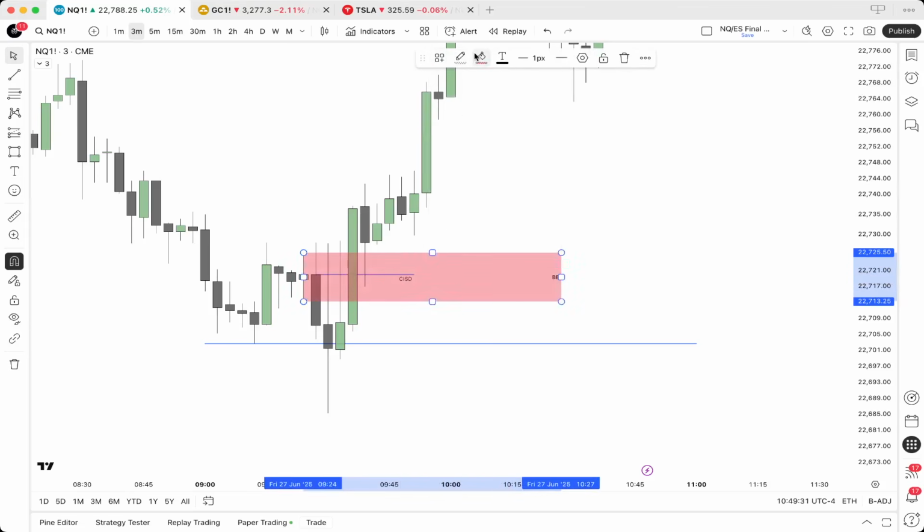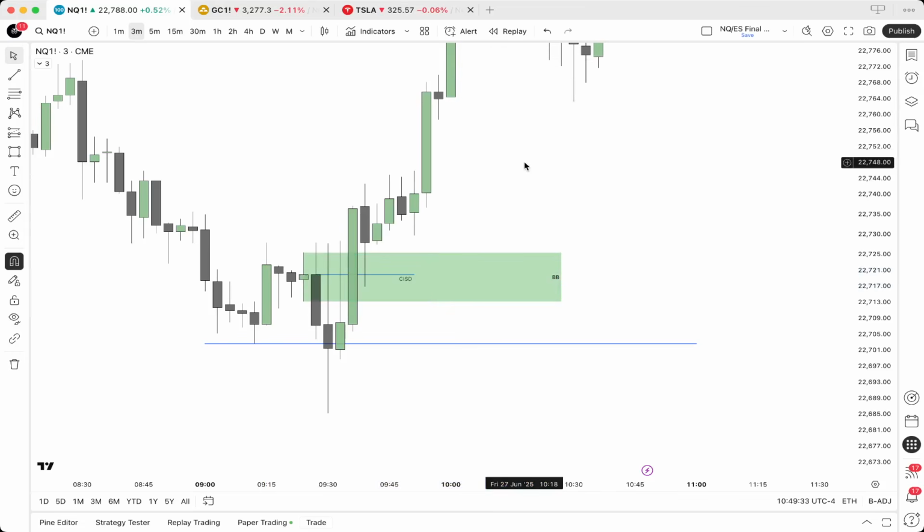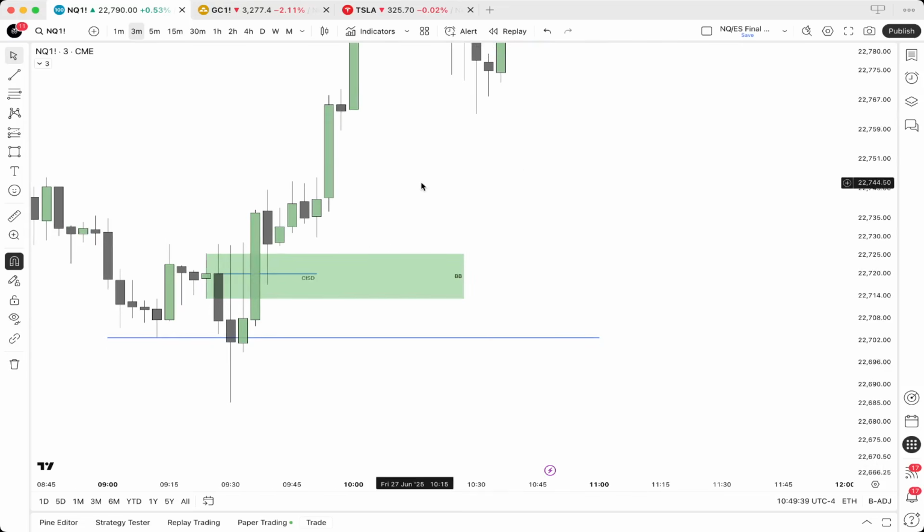So I'm going to mark this out on the chart, tag that as green, and so this now became our bullish breaker block in this trade. What I was looking for now on NASDAQ was to see a closure both above this change in state of delivery and this breaker block in order to confirm me into an entry signature.